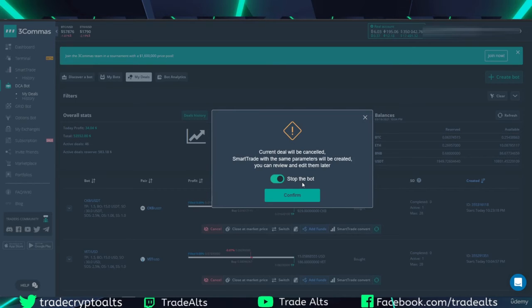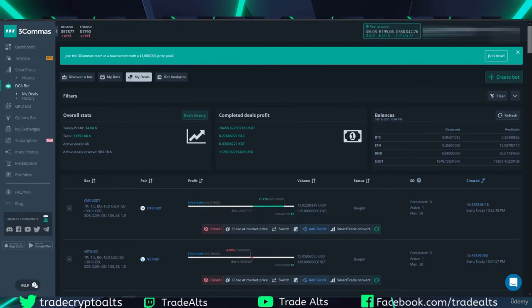Since my CKB bot is doing great, I don't want to mess with it, but for this, I will do it for you. So I'm going to leave this off, and what'll happen is it will take this particular deal right here, move it over to the Smart Trade tab, which is right here, if you follow my mouse, and then the CKB bot will start again from zero. It'll literally open a new deal. It's just going to take the existing deal and move it over to Smart Trade.